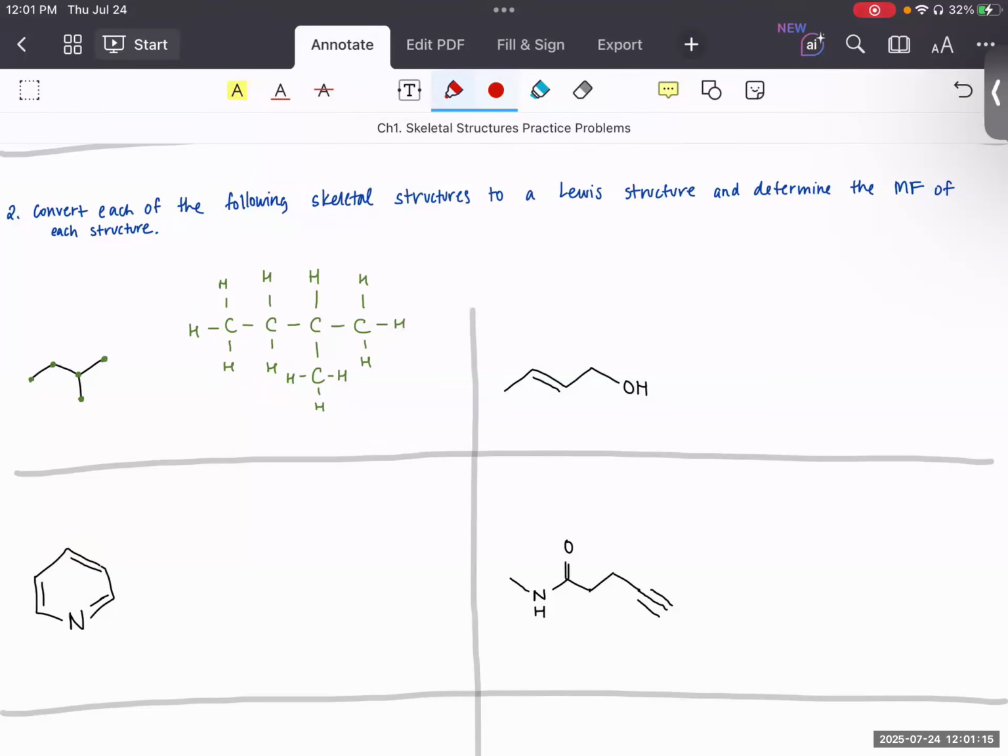And so from here, the chemical formula should be, we can count the total number of carbons that we have. So we have 5 carbons, and then total number of hydrogens that we have, which is 1, 2, 3, 4, 5, 6, 7, 8, 9, 10, 11, 12.